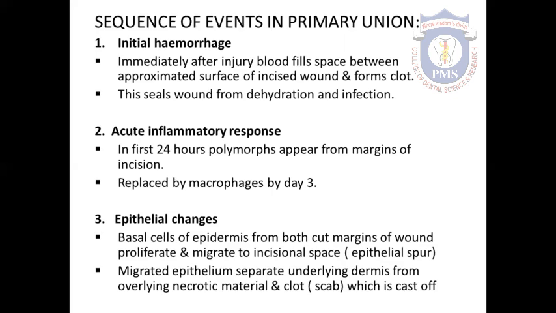Coming to the sequence of events in primary union. Initially, there will be hemorrhage. That is, immediately after injury, the blood fills the space between the approximated surface of the incised wound, which forms a clot. This clot formation has got an advantage. It seals the wound from dehydration and infection from outside.